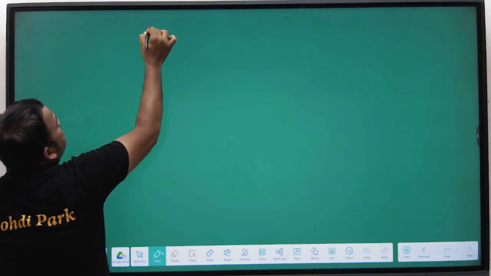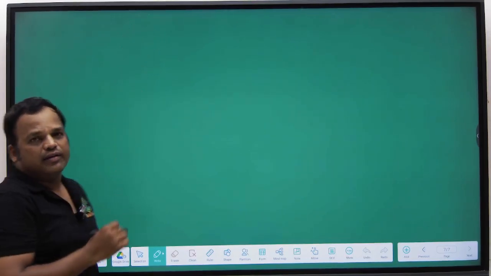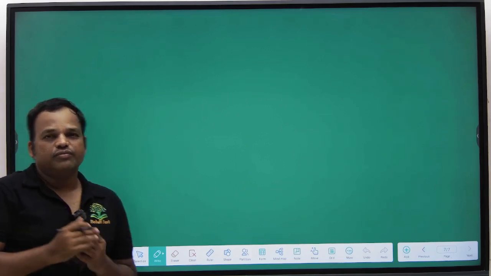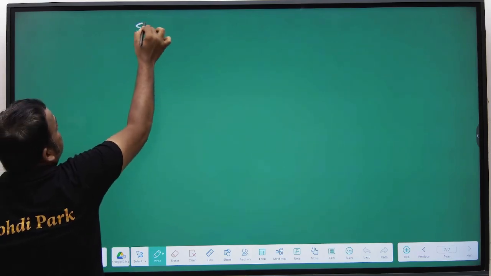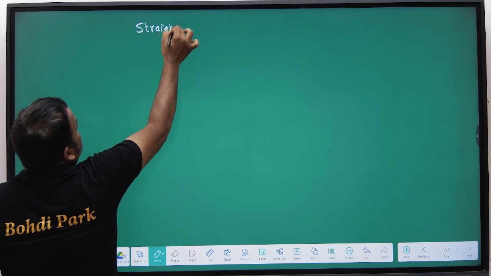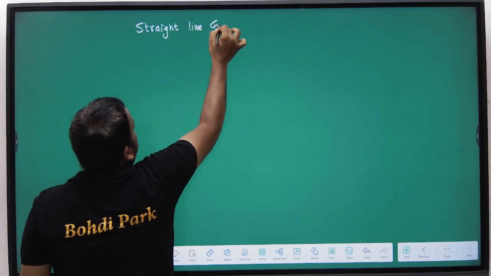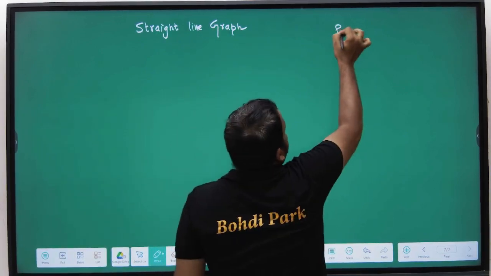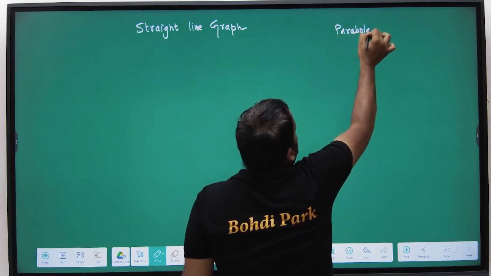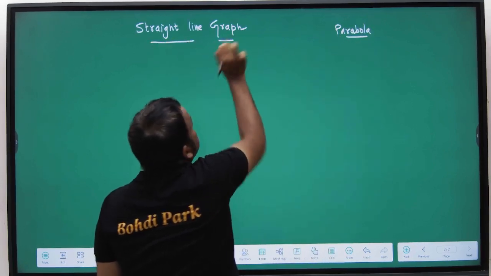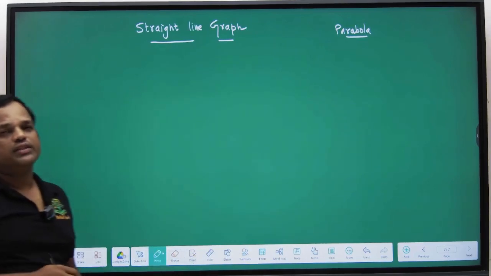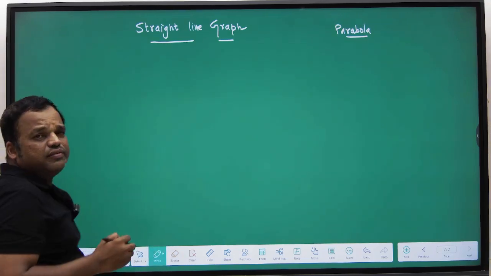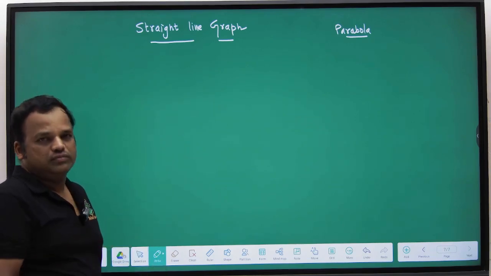So basically we have two important graphs to learn. First we will master the concept of these two graphs, that is known as straight line graph, and second is known as parabola. First we will talk about these two type of graphs, then we will discuss about slope. First we will see how these graphs look.